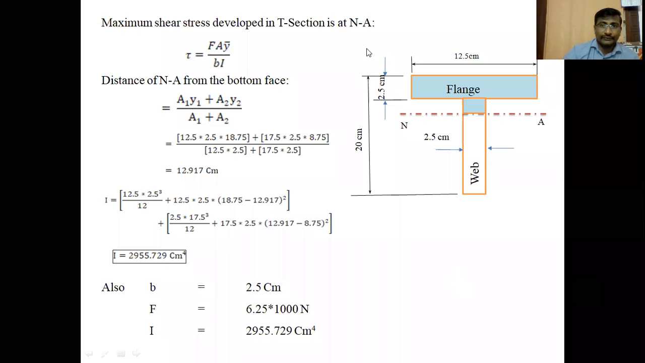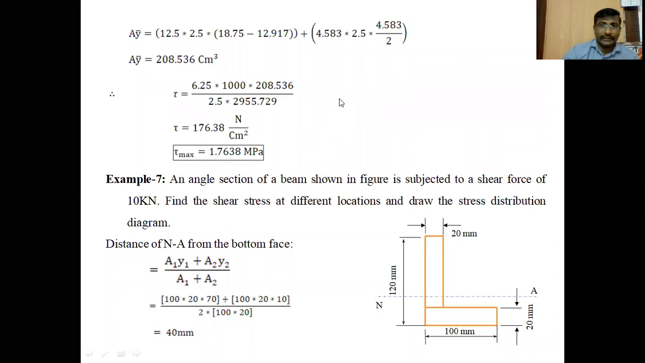What is the A2 y2? A2 is the area. This is a small portion of area which is above the neutral axis. How much area is it? So total web height is 17.5 minus 12.917. 17.5 minus 12.917 gives 4.583. 4.583 into the thickness of the web 2.5. So this is the A2 value.